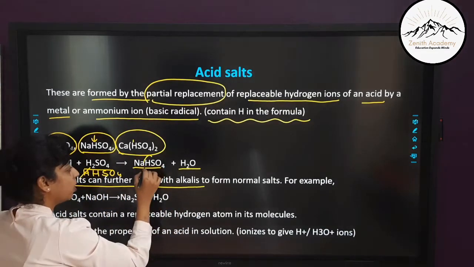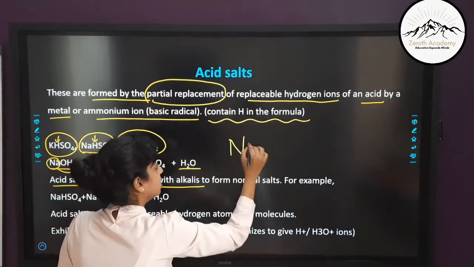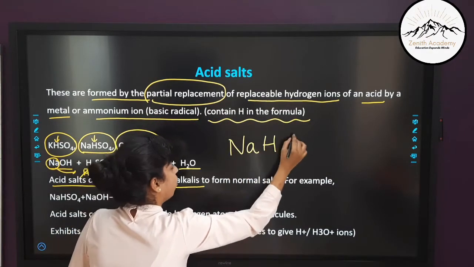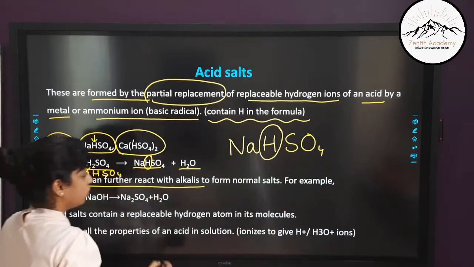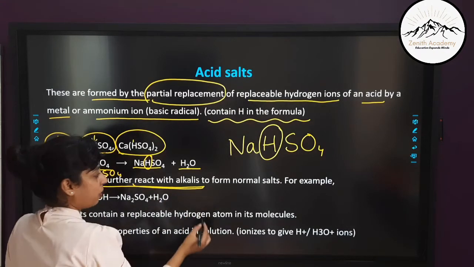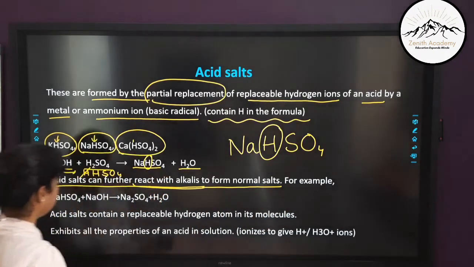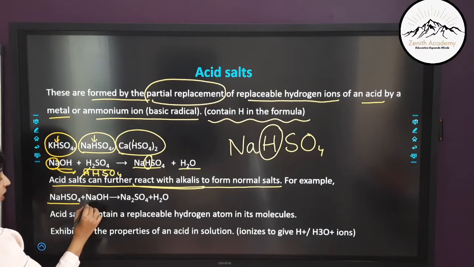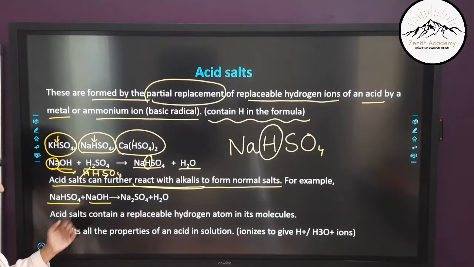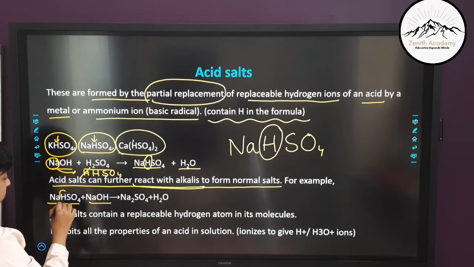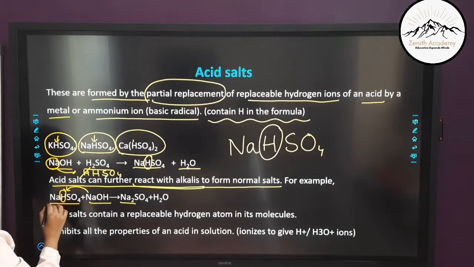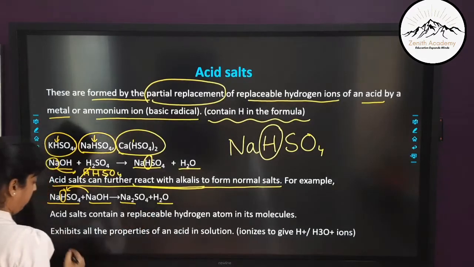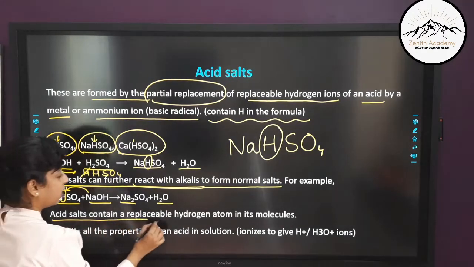Now since it has one hydrogen extra, you can see this NaHSO4. So there is one extra replaceable hydrogen. So this can react with an alkali or base to form normal salts. Here you can see this sodium bisulfate again reacting with an alkali, sodium hydroxide. Now this hydrogen will be replaced by sodium. So it will form Na2SO4 plus water, since one more sodium has come.